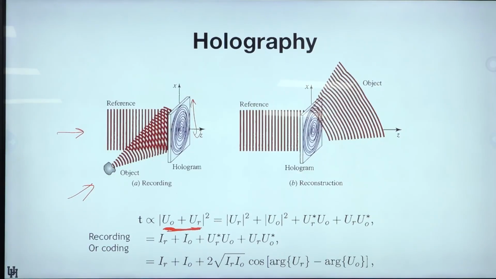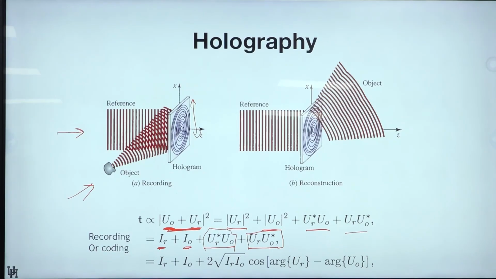Intensity gets recorded. So take UO plus UR, squared. And this becomes first term plus second term plus 2 cross terms. So intensity of the reference, intensity of the object, and then you have 2 cross terms. It is these cross terms that are crucial in holography. This is really what creates the hologram.